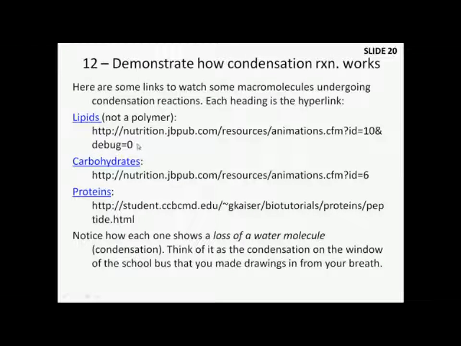These links are very good demonstrations, animations of how a condensation reaction works, which you will need to know for the test. So go to the PowerPoint that is at the website, or copy and paste, type into your browser these three websites, and this is going to show you exactly how these molecules form, something you're going to need to know. So click on each one of these and get the idea of how condensation reactions work. As a water molecule drops out, you'll see that very basic procedure done in these animations.